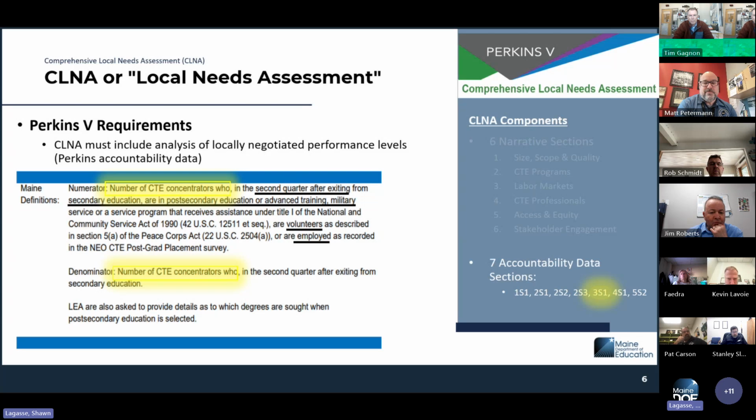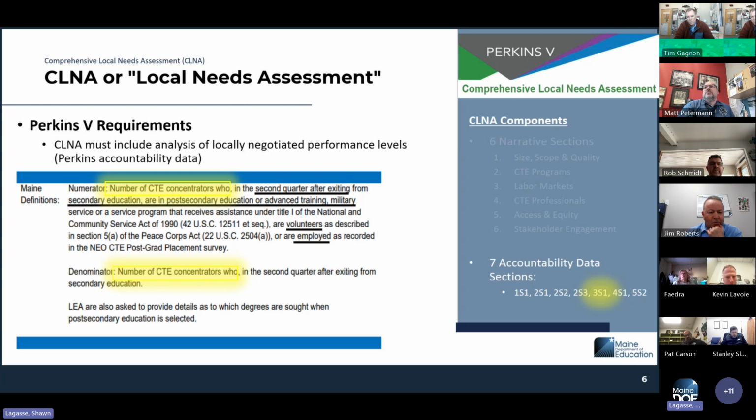So that carries two parts to this part of the equation. One, you need to know how we come up with the list of concentrators, and two, you have to know, did they leave secondary education? When the warehouse is eventually finished, you'll be able to find out when students leave and why they left. Currently, I do have the data sort of in a NEO report that you can look up, but it only tells us if they graduated or not.